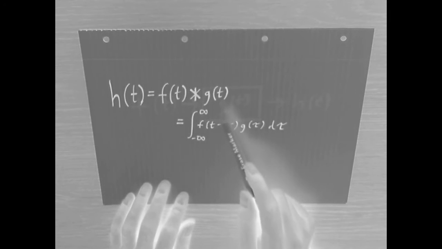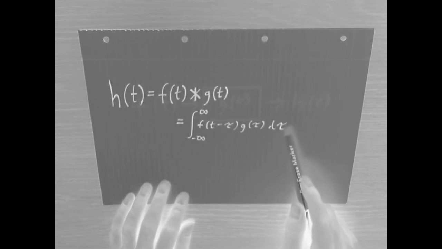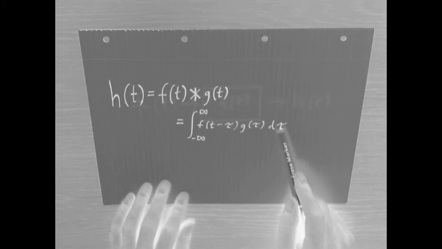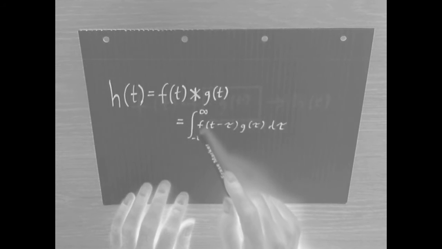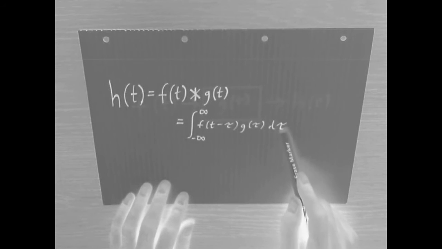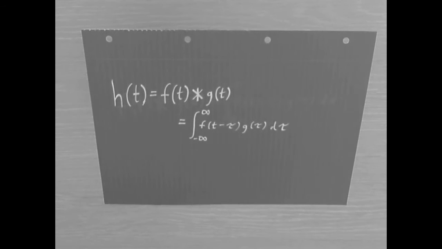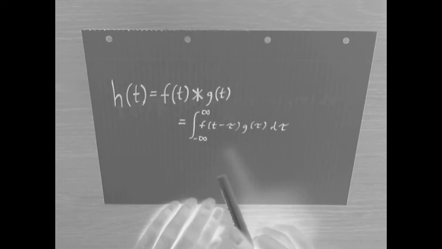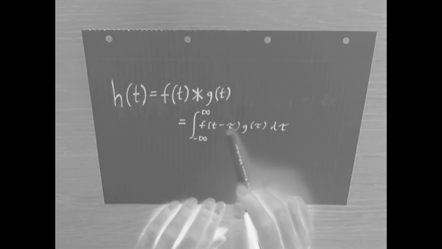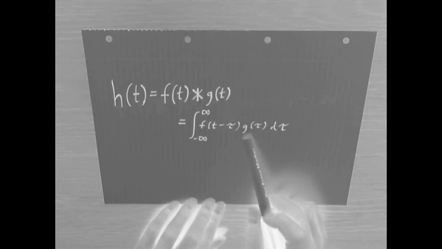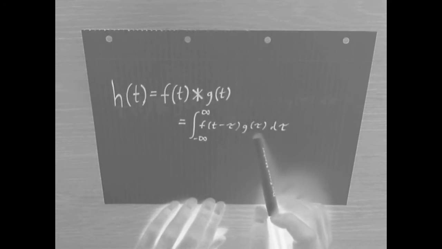It is important to note that we are integrating over a substitute domain, which in this case we call tau. So we're not integrating over the domains of our functions, which in this case is t. We are integrating over tau. And inside our convolution integral, we take a sort of sliding window of f, which we call f of t minus tau, and we multiply that with our transfer function, g of tau.